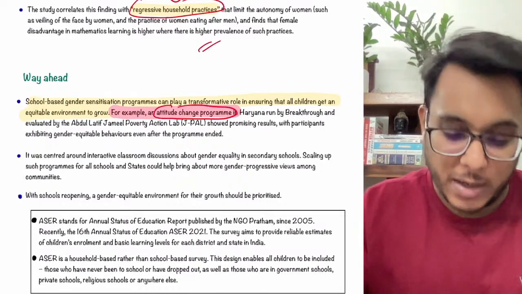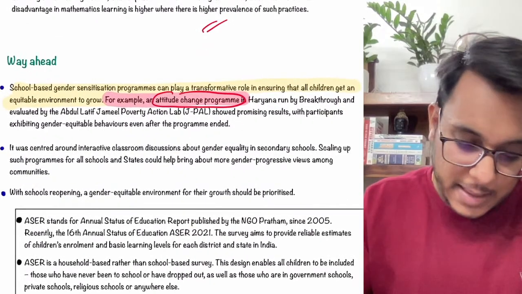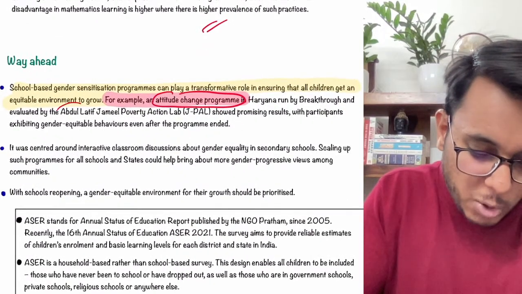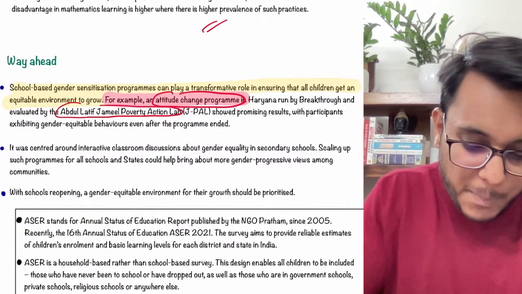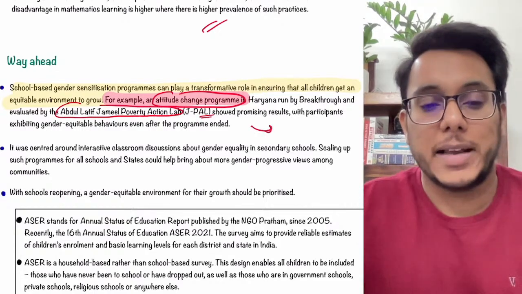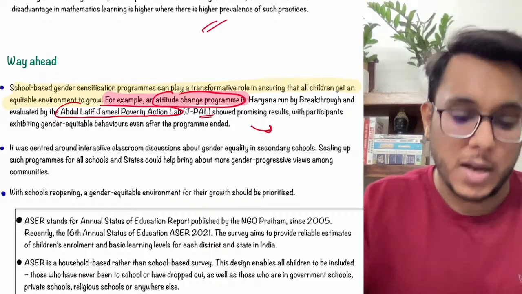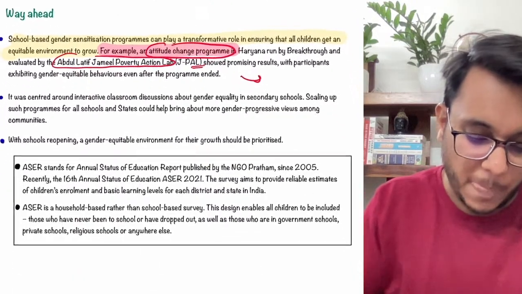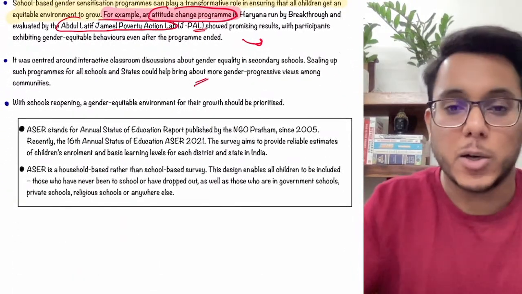Now, along these lines, what has happened? Fine. In Haryana, the Abdul Latif Jameel Poverty Action Lab, J-PAL, has already taken up an attitude change program and it has shown a lot of results also. Now, guys, this is something that we need to do.